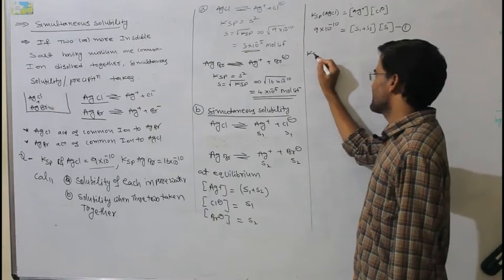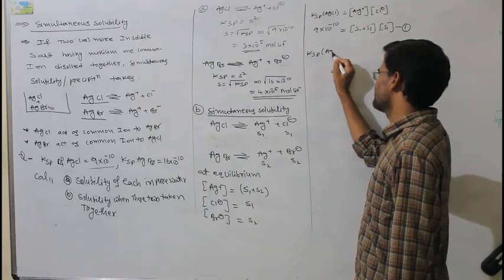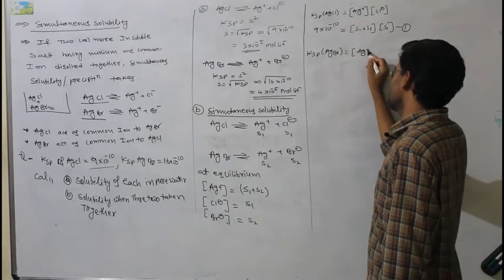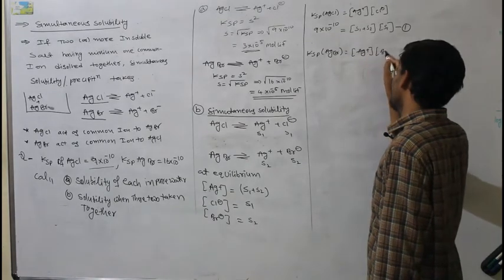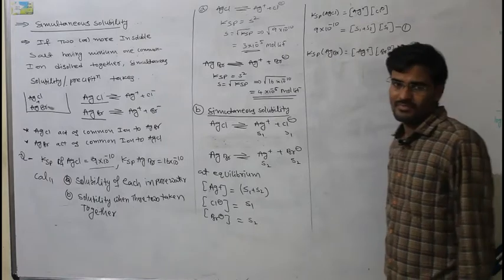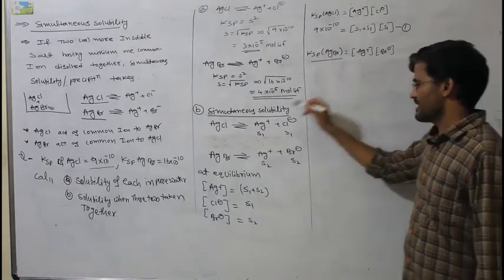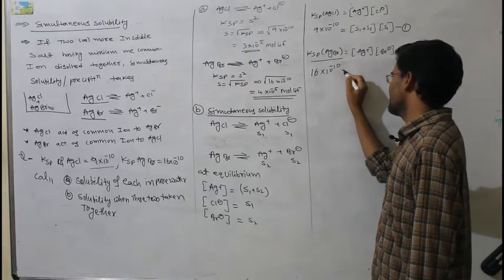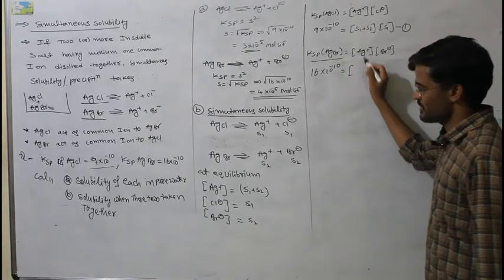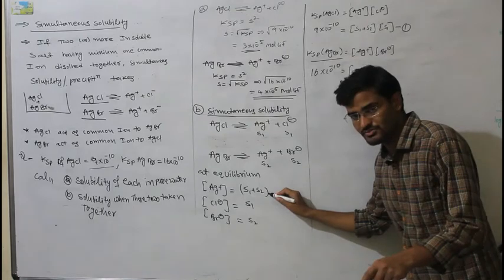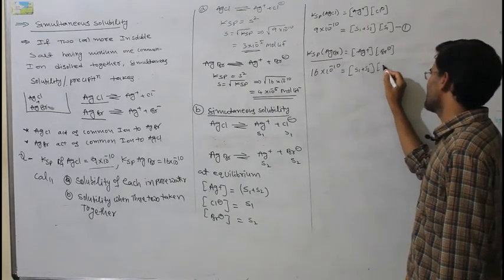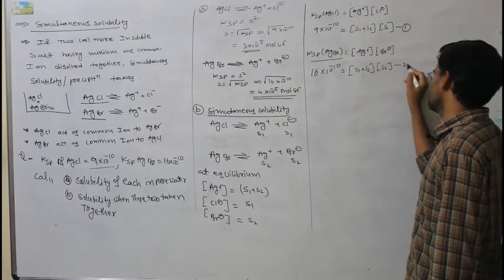Similarly for silver bromide, Ksp of silver bromide is equal to concentration of Ag plus into concentration of bromide minus. So Ksp of silver bromide, given in the question as 16 into 10 power minus 10, is equal to concentration of Ag plus. Again, what do you have to take? S1 plus S2, so S1 plus S2 into concentration of Br minus, S2. Equation number 2.